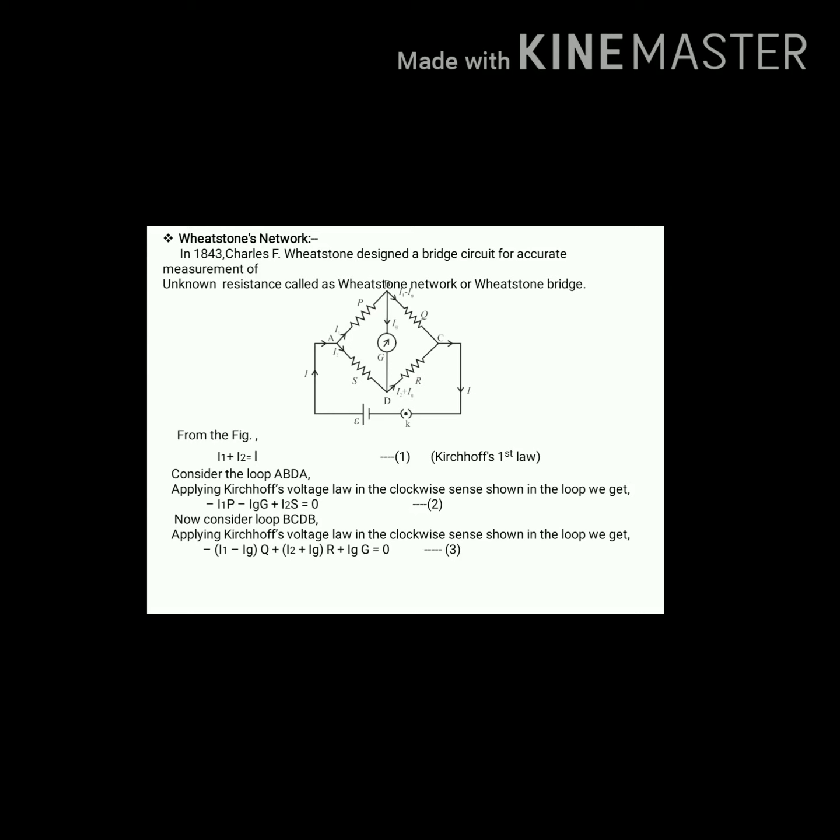Suppose this is equation number 2. Now consider loop B, C, D, B. Applying Kirchhoff's voltage law in the clockwise sense shown in the loop, we get minus (I1 minus Ig) into Q plus (I2 plus Ig) into R plus Ig into G equal to 0. That is equation number 3.